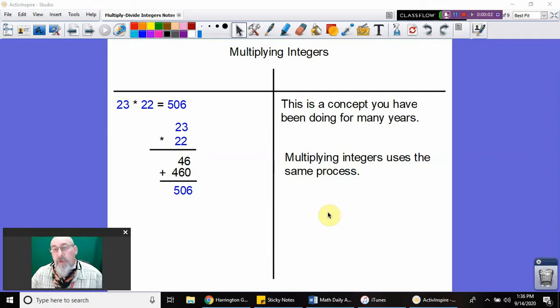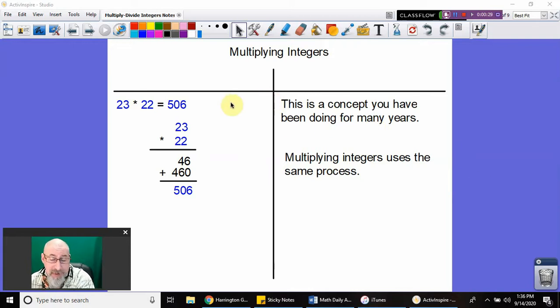Hello, today I'm going to go over multiplying and dividing integers. So that'll be the positive and negative whole numbers. Some of it is going to be kind of review as far as the process of multiplying and dividing, so I'm not going to get into that, but I'm going to get into the rules when we have negatives involved. So we're going to start with multiplying integers.